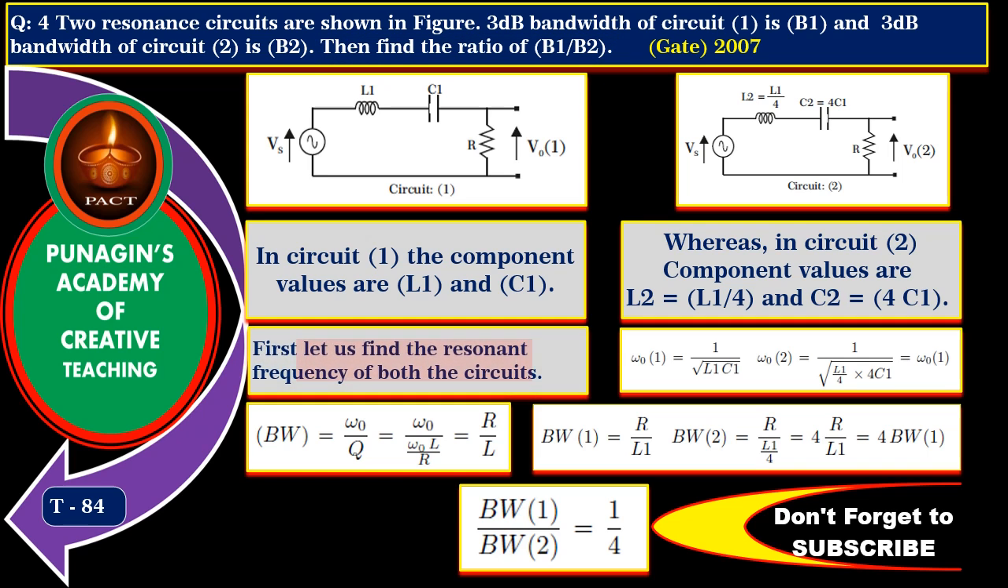First, let us find the resonant frequency of both the circuits. We see that omega 1 is equal to omega 2. But bandwidth 1 is equal to R divided by L1 and bandwidth 2 is equal to R divided by L1 by 4, and we get bandwidth 2 is equal to 4 times bandwidth 1. Therefore, the ratio of bandwidth 1 to bandwidth 2 is equal to 1 divided by 4. Hope you understood it.